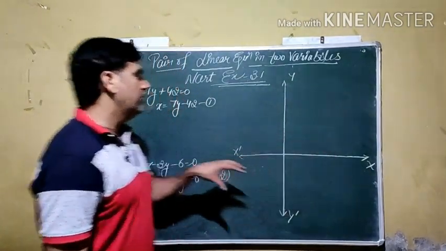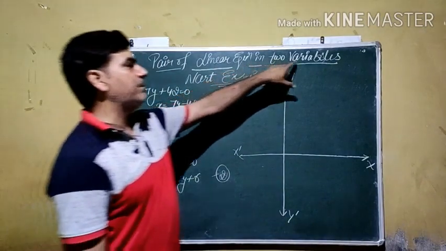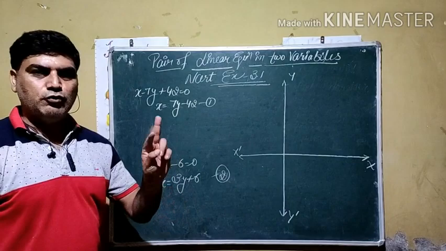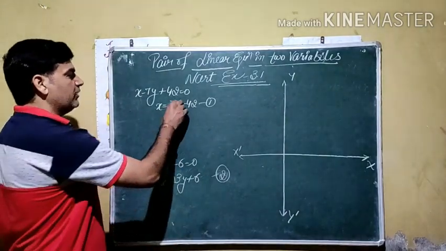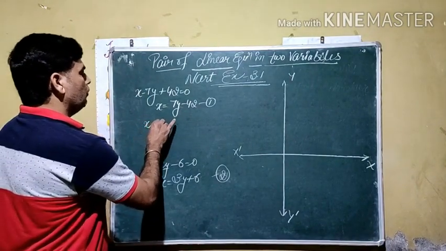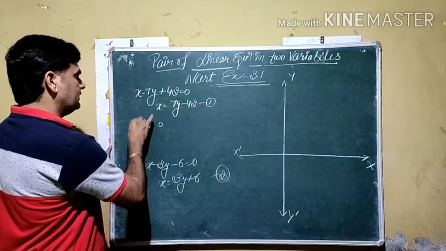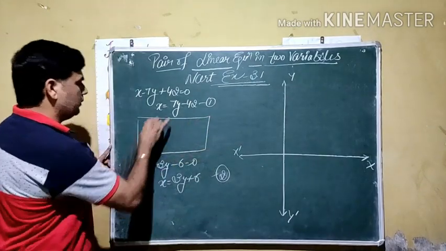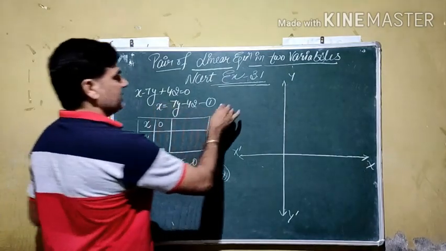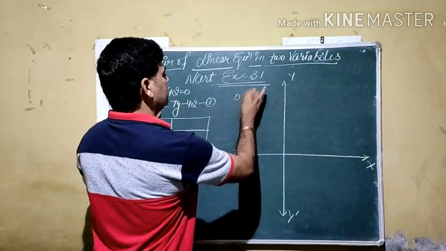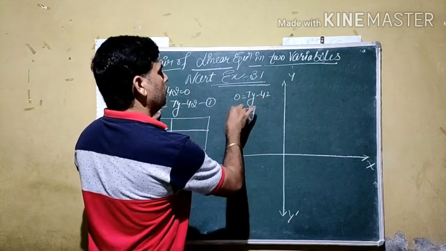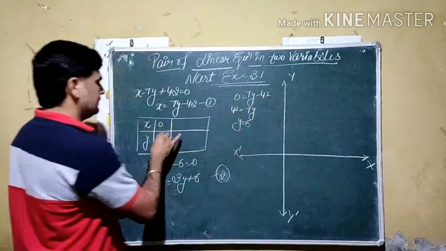Because a linear equation in two variables represents a straight line, to represent a straight line we require a minimum of 2 points. 2 points means two solutions. So first of all, we are going to take the value of x as 0. If we put x equal to 0, we get 7y minus 42. It means 7y becomes 42, so the value of y becomes 6.